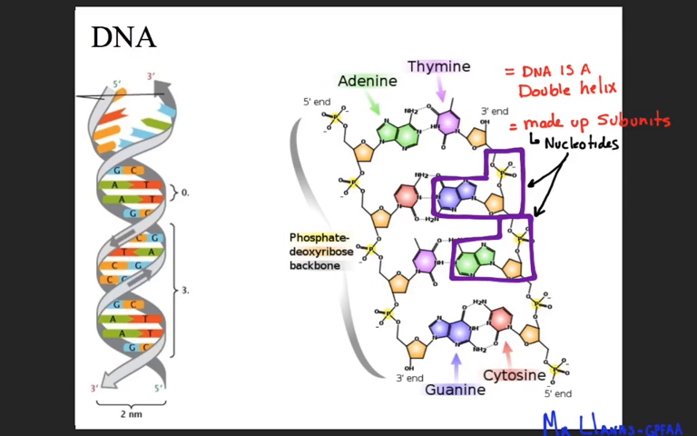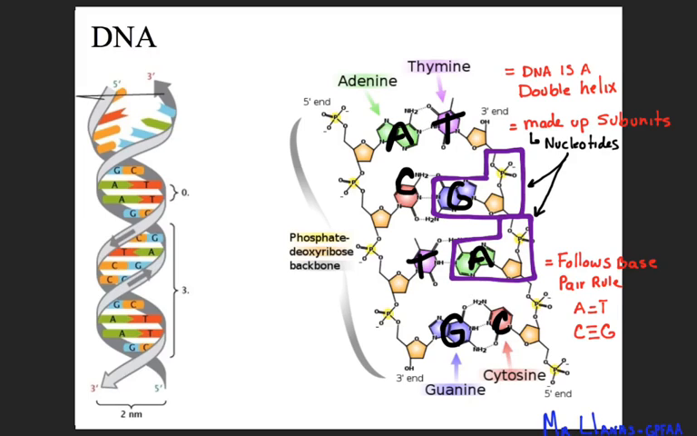I'm circling two of those nucleotides here. You can see the phosphate, sugar, and then one of the nitrogen bases. Now, those nucleotides always follow the base pair rule. Remember that A always bonds with a T, C always bonds with a G. A and T always have two hydrogen bonds. C and G always have three hydrogen bonds. I'm going ahead and putting all the letters under so you can see how they're always pairing up with each other. Three bonds, two bonds.